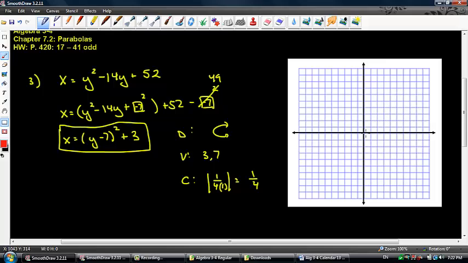I'm going to go to 3, 7. 1, 2, 3, 1, 2, 3, 4, 5, 6, 7. It's a right-opening parabola. My distance is going to be 1/4.